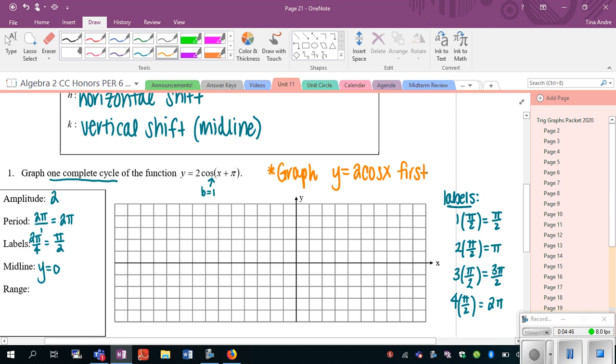So I'm going to go ahead and do this just how we've been doing it. It looks like if I go up by 2's here, that'll be good for my labels. So pi over 2. Then I have pi, 3 pi over 2, and 2 pi.